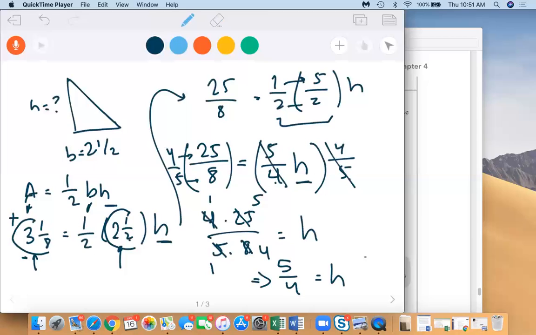Oh, you know what? I just realized where my mistake was. I'm sorry, guys. I said this was a 4. That should have actually been a 2. Okay, so let me go back to this part.